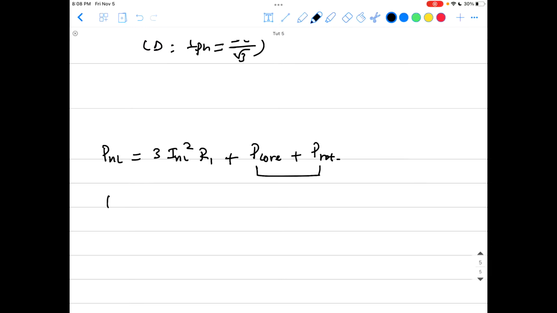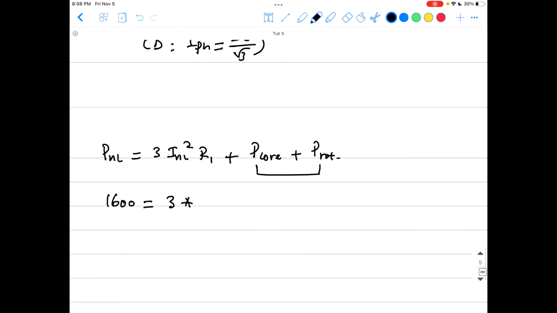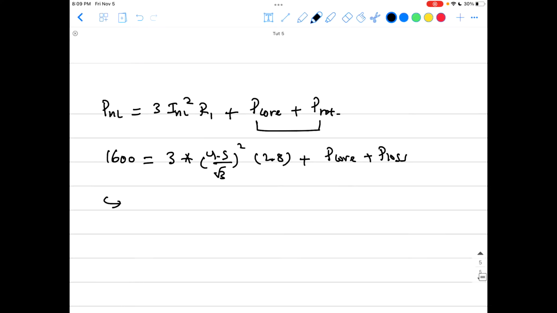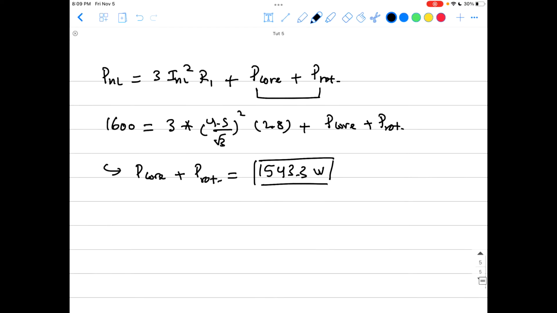P no load, as given in the question, is 1600, equal to 3 I no load squared, which is given here to be 4.5 divided by square root of 3, squared, times R1, which we just found from the DC test, 2.8, plus P core plus P rotational. So P core plus P rotational from this will give you 1543.3 watts. That's what he wants you to find: the combined core and rotational losses.